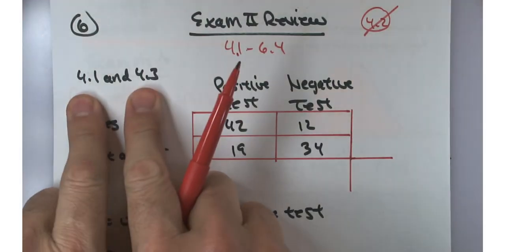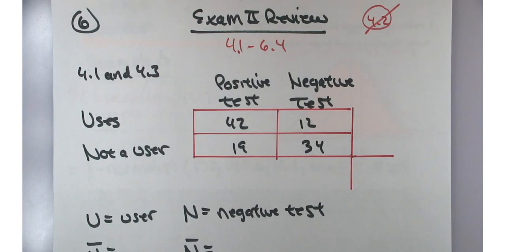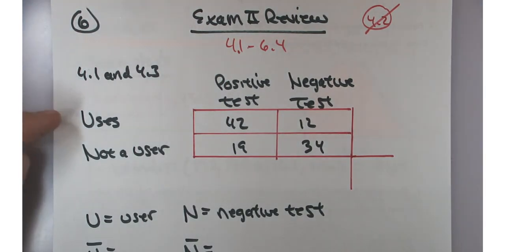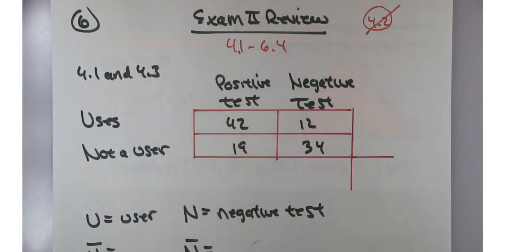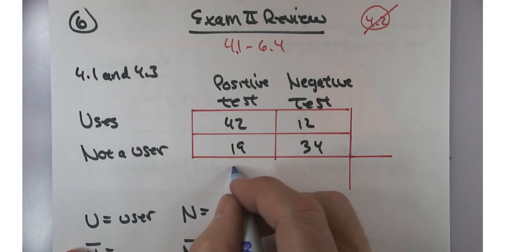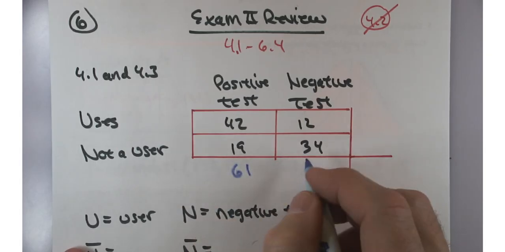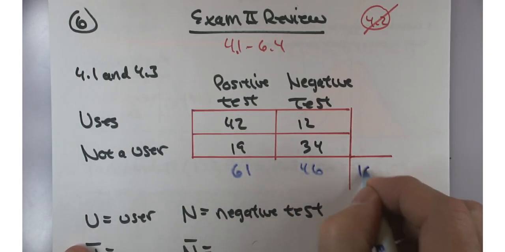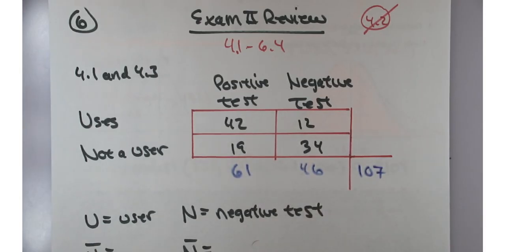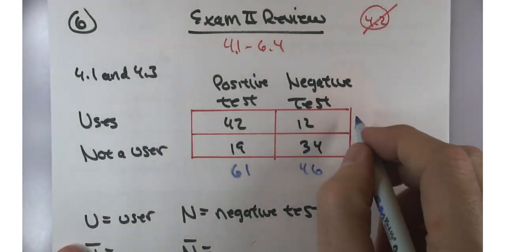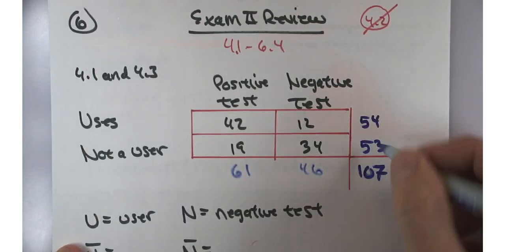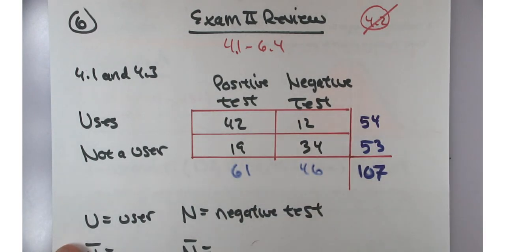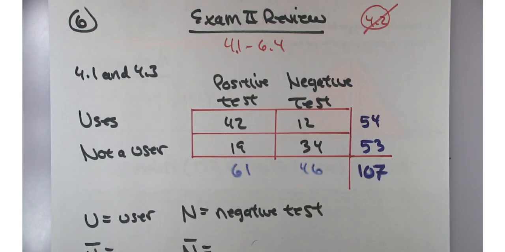I'm going to blend a couple problems from 4.1 and 4.3 for this first example. So it talks about people who use drugs or not use drugs and who tested positive or not tested positive. If you're doing this kind of stuff for yourself at home, what I strongly suggest is that you add up some numbers, like 61, 46, that's going to give me 107. And then over here we got 54 and 53. And it's really heartening to see that these add up to the same thing each way. So a little double check on your work.